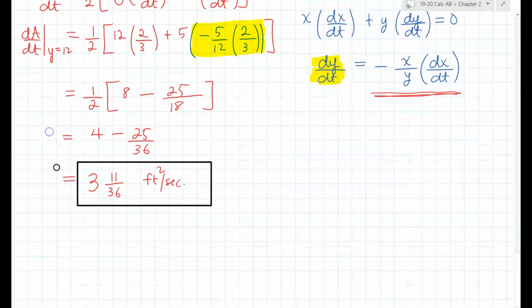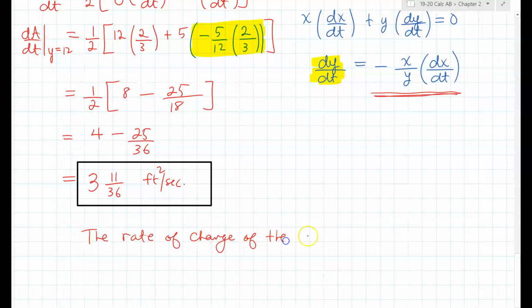Okay, so just write a sentence and you're done. So the rate of change of the area is 3 and 11/36 square feet per second when the height is 12 feet.